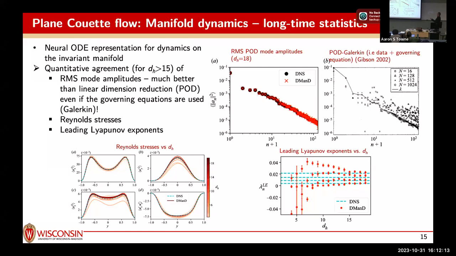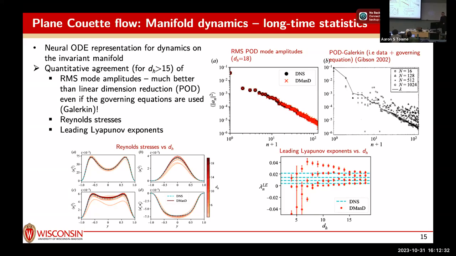Again, direct simulation, and we have quantitative agreement between the DNS results and the low dimensional manifold dynamics results. So in terms of the POD representation, we have negligible RMS error there. And you can compare this with, this is fantastic work.